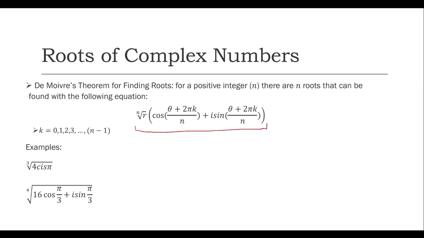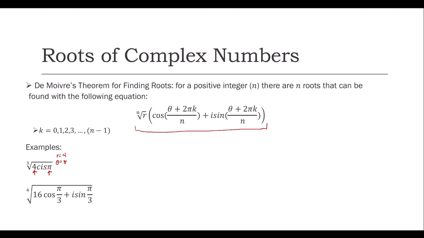And once again, it uses polar form. And for this, all of our roots can be found by plugging in 0, 1, 2, 3, etc., up to n minus 1 for k. So we can find one root by plugging in 0, the next root by plugging in 1, and so on.